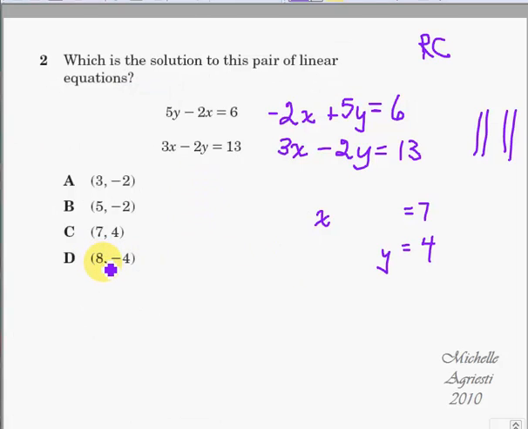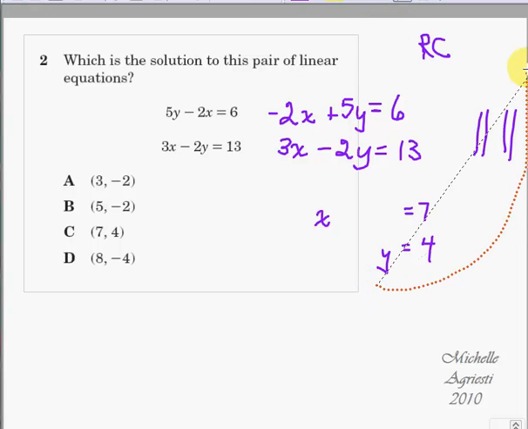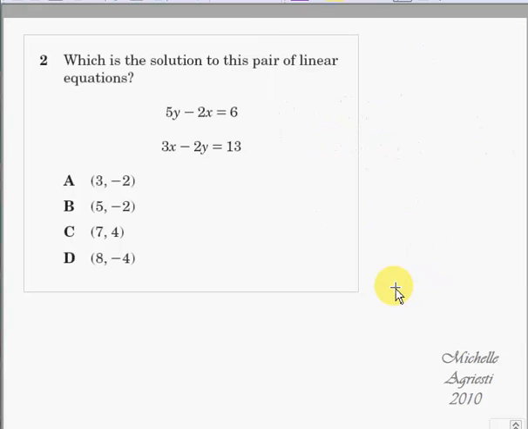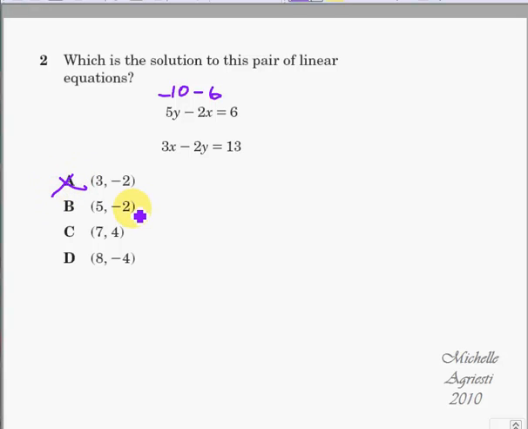To work backwards, all you have to do is put in the numbers and see if it works in both equations. Let me erase all this other stuff. Okay, so when this is my x and that's my y, when I plug them in, 5 times -2 would be negative 10. And negative 2 times 3 would be negative 6. And this does not equal 6. So A is out of there. Now, I can use either equation. It doesn't matter.